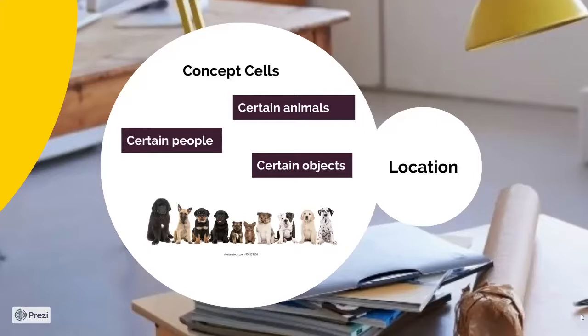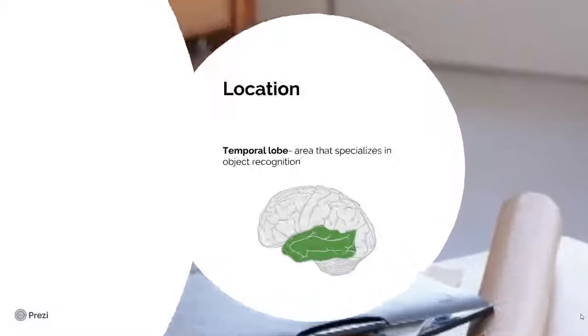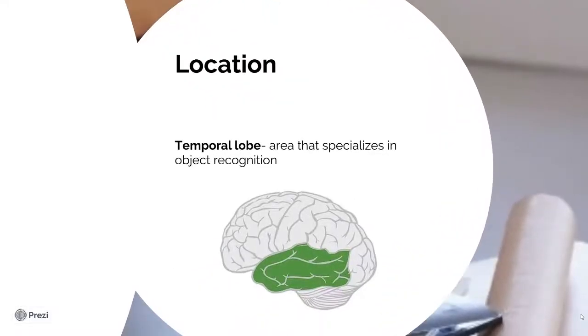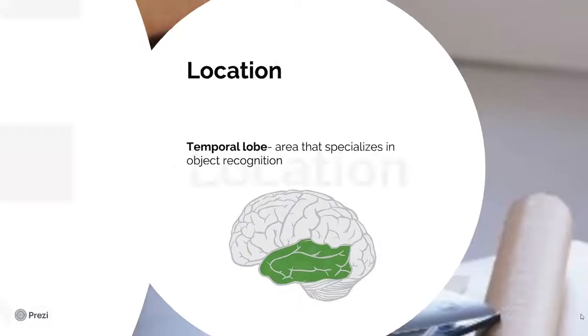Some cells that are very important in semantic memory are concept cells. Concept cells allow us to group certain stimuli together, such as certain animals, certain people, or certain objects. Thanks to concept cells, we can recognize that dogs of different breeds are still dogs. Concept cells are located in the temporal lobe, an area that specializes in object recognition along with many other functions.